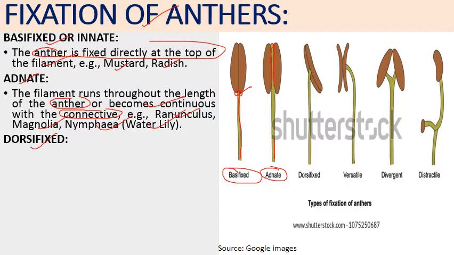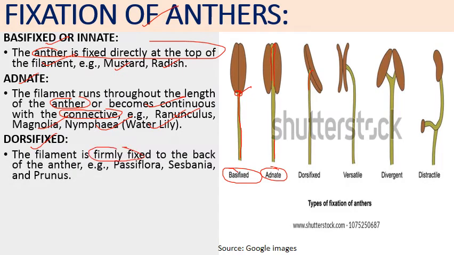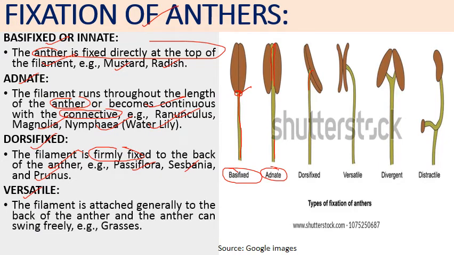Next is dorsifix condition. इसमें जो filament होता है it is directly attached to the back of anthers. So the filament is firmly fixed to the back of anthers, for example in case of passiflora, sesbania, and prunus flowers. Next is versatile condition. In this type of fixation, the filament is attached generally to the back of anther, similar to dorsifix condition, and the anther can swing freely. इसमें जो anthers है वो freely swing कर सकते हैं. They are longer in length, और ये freely swing करते हैं air में. And this type of condition is known as versatile condition.